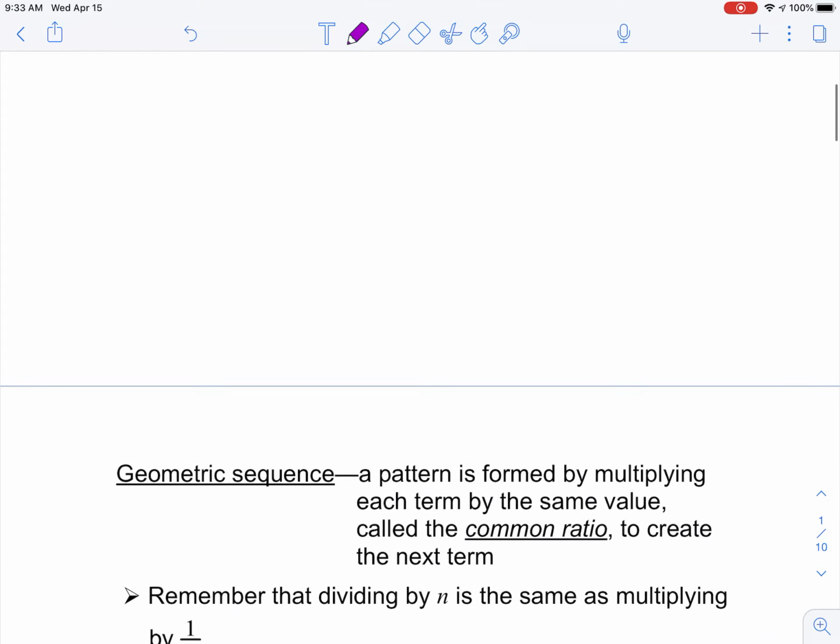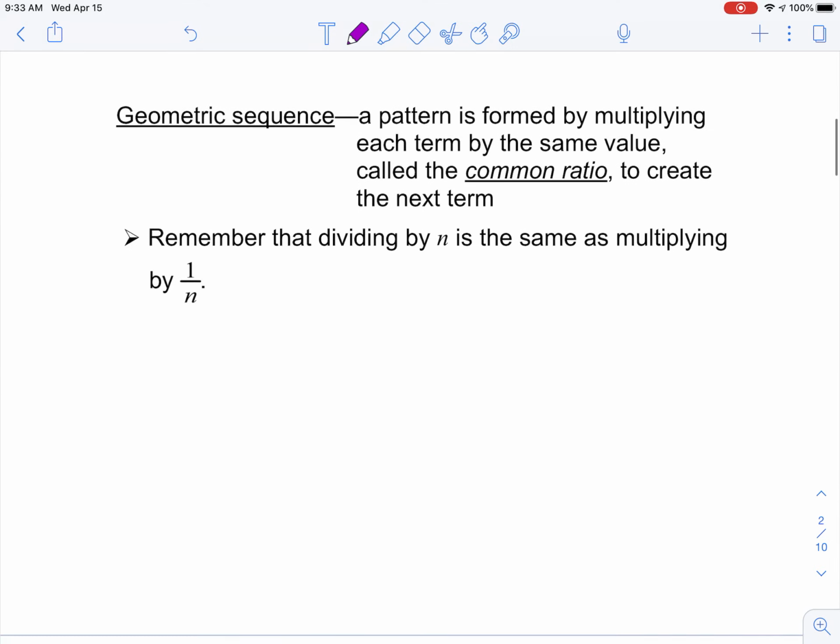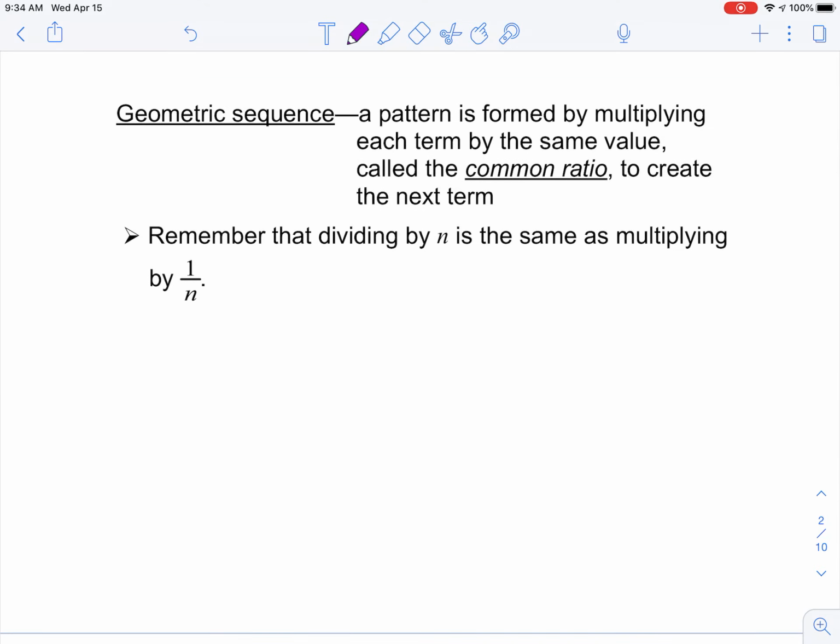This is going to be a 2-day thing. The first day sequences, the second day series. And so we're going to start with, what does a geometric sequence mean? It's a pattern that is formed by multiplying each term by the same value, called the common ratio. Common ratio is denoted by R to create the next term.